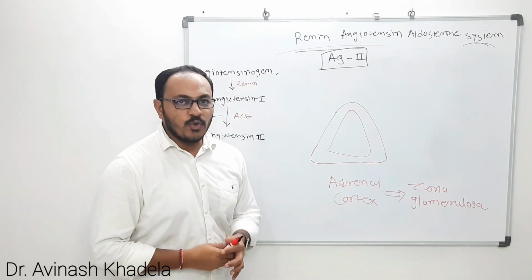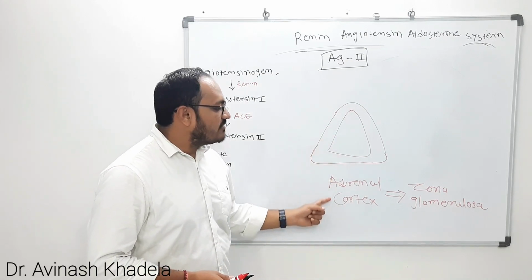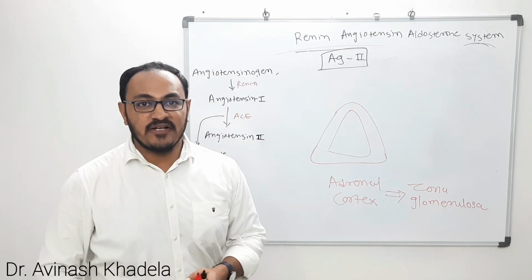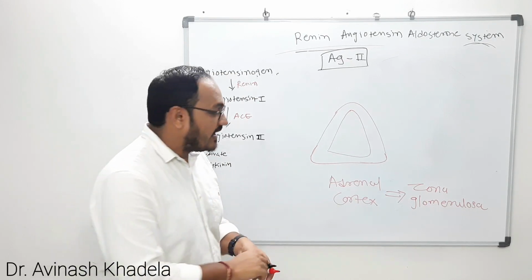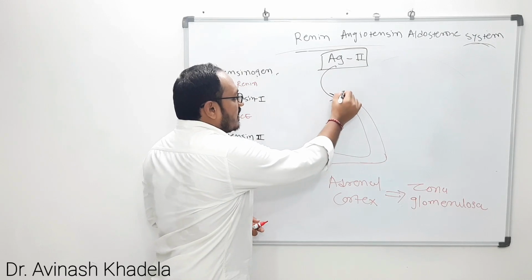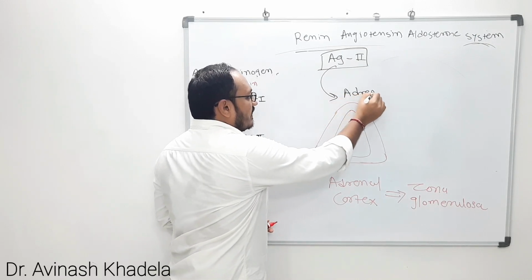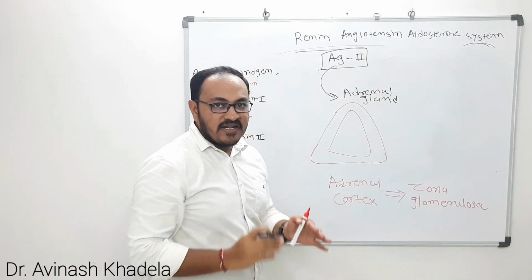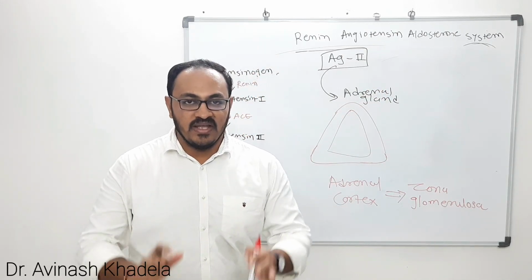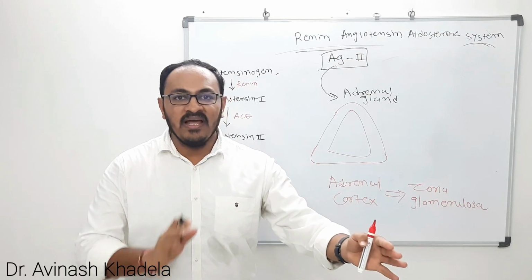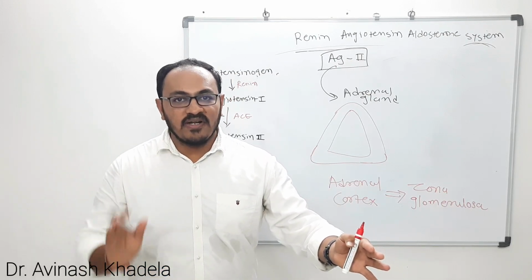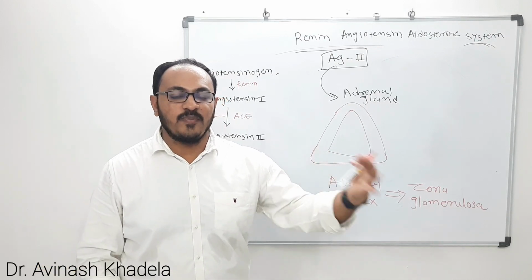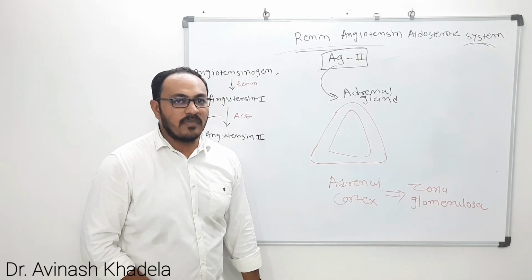When this angiotensin 2 binds to the adrenal gland, the adrenal gland also has a receptor for angiotensin 2, and specifically it binds to the adrenal cortex region. The adrenal gland has the adrenal medulla and the adrenal cortex. The adrenal cortex is responsible for secretion of aldosterone, and the adrenal medulla is responsible for secretion of catecholamines.